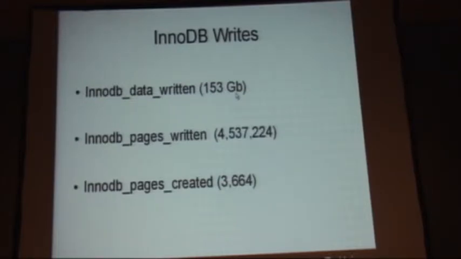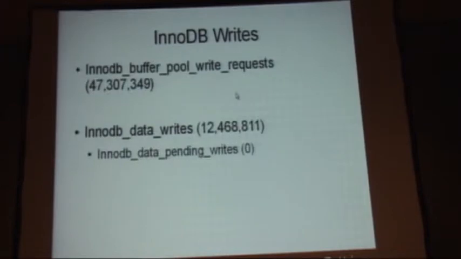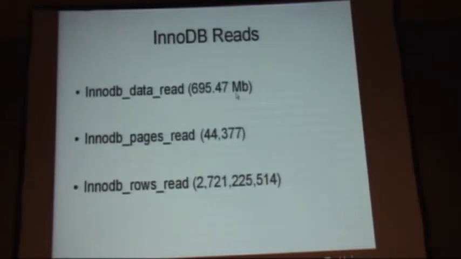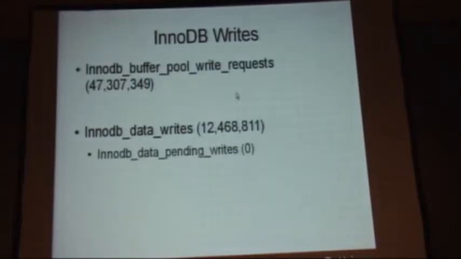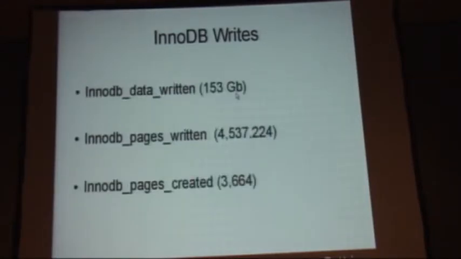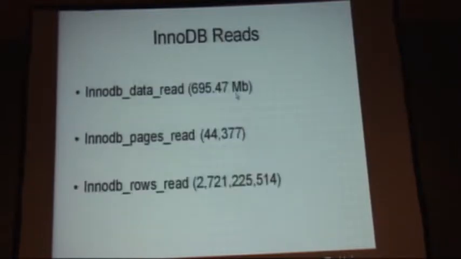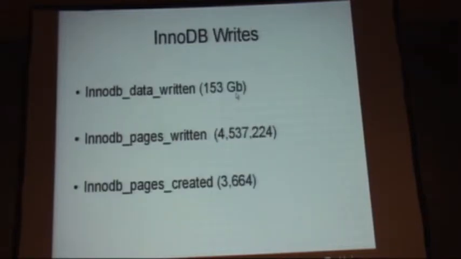And this is something that you can divide by uptime and say, okay, how many data writes versus data reads per second. So you have 27,000 buffer pool reads. You have 12 million data writes. Number of pages written are 4 million versus 44,000 pages read. So you're just not reading a lot of data. You only probably are reading it once, and so it's coming to the cache and never really being used because you're never reading it again. You're just writing to it.